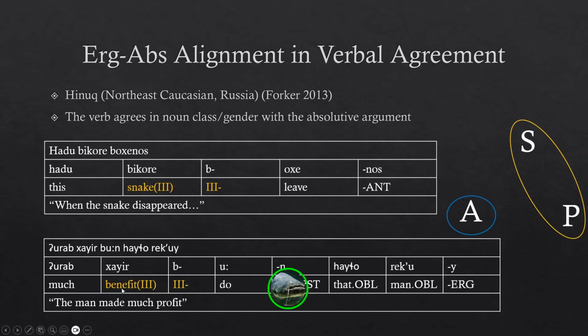And then the patient, this benefit or profit, that's class 3. Again, you can just trust me because I put that Roman numeral 3 on benefit, class 3. The verb do again has this b suffix that marks class 3. But because we know that the class 3 argument is the patient and not the agent, the patient is being agreed with. So if the patient and subject are both being agreed with, that means the absolutive argument is being agreed with, and we have this S and P grouping in the Euler diagram that I've maintained on the right. Does this data make sense?